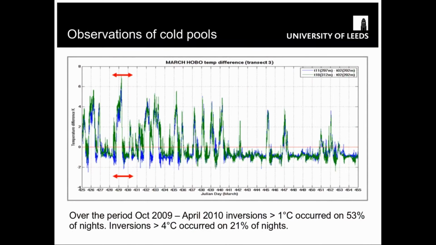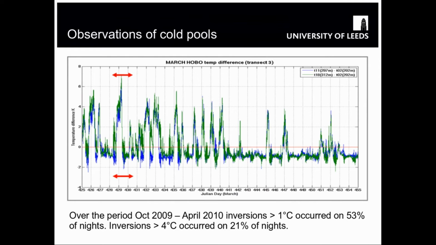Despite the relatively modest topography, we actually see some really strong cold pools. This is just a snapshot of the temperature difference between two pairs of sites, one on the valley floor and one on the summit, during March 2010. You can see during the daytime, typically the hilltop sites are about a degree colder than the valley bottom sites, and that's just because of the environmental lapse rate and the fact that temperature decreases with height in the atmosphere. But you can see overnight we get these really big spikes.